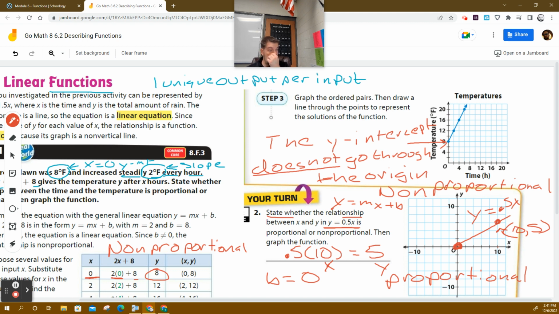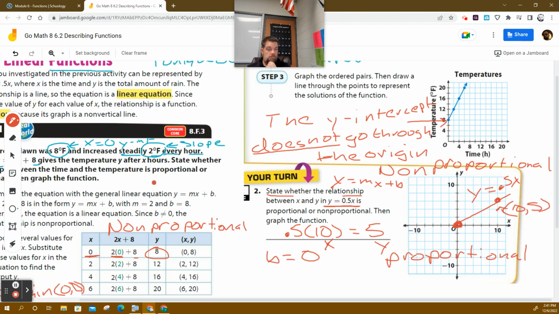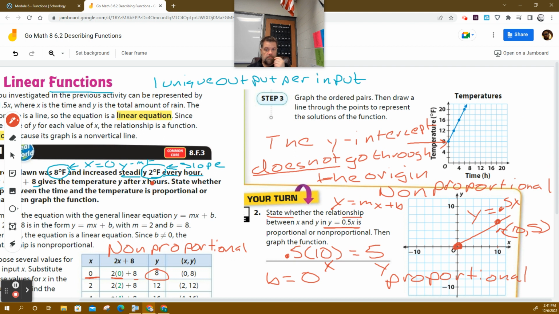Okay. Well, it's kind of hard to draw on these tablets. By the way, I have rulers if you guys want rulers when you're graphing these.